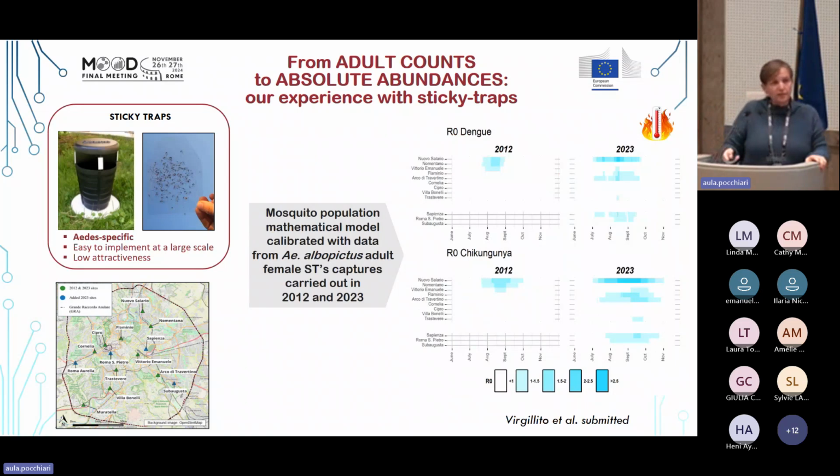And based on this, we also estimated R0 for dengue and chikungunya, again in 2012 and 2023. And you can see that in 2023, again, the risk R0 is higher in some areas of Rome compared to 2012. And that, again, the season is longer than it was in the former year.